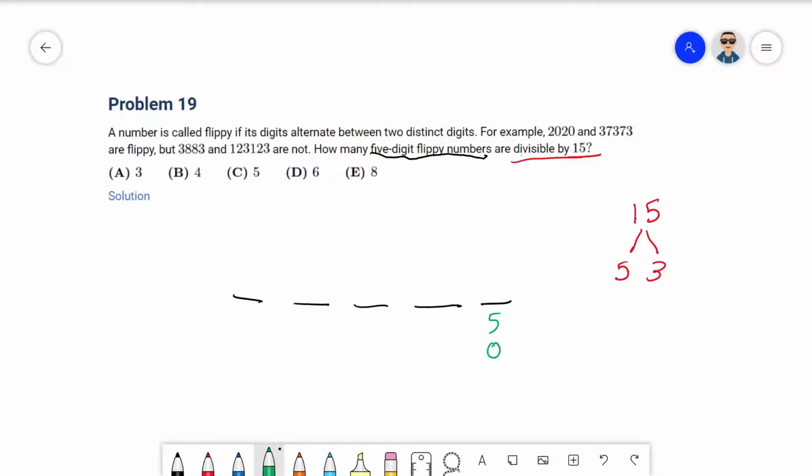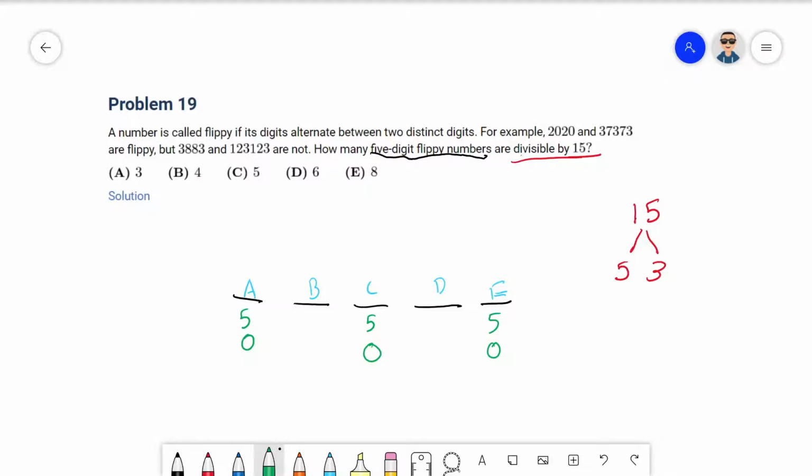So if the number is flippy, I'm going to label the digits here: A, B, C, D, and E. So we know digit E has to be 5 or 0. If digit E is 5 or 0, digit C also has to be 5 or 0. And if digit C is 5 or 0, then digit A has to also be 5 or 0. And this is because this 5-digit number is a flippy number, and that means A has to be the same as C and E.